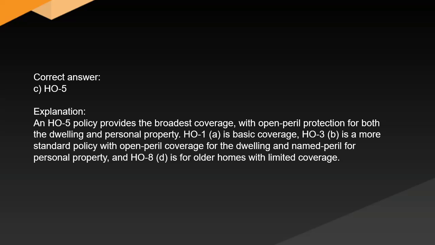Explanation. An HO-5 policy provides the broadest coverage, with open peril protection for both the dwelling and personal property. HO-1, A, is basic coverage. HO-3, B, is a more standard policy with open peril coverage for the dwelling and named peril for personal property. And HO-8, D, is for older homes with limited coverage.